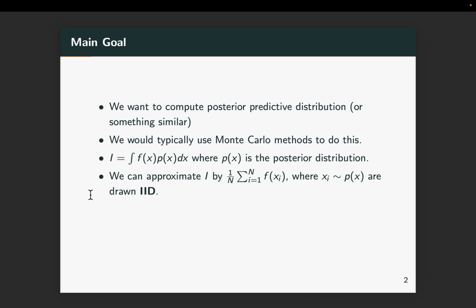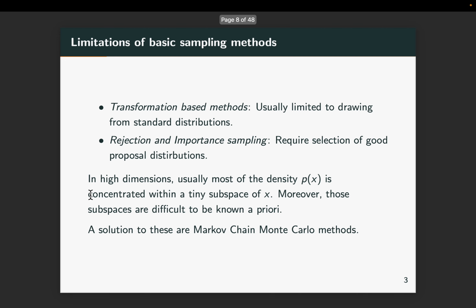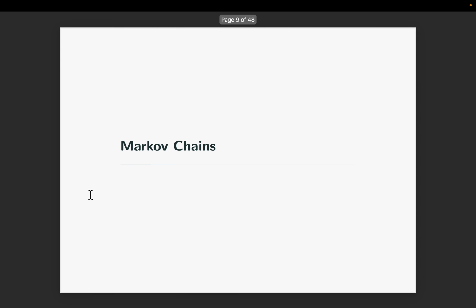Right? Today's topic is Markov chains. Markov chains do not give you IID samples. They'll give you dependent samples. We are now trying to understand why we are going into MCMC methods. The previous methods like transformation based methods or rejection and importance sampling are very inefficient. They have a very low acceptance ratio. So therefore, we end up picking the Markov chain Monte Carlo algorithms.